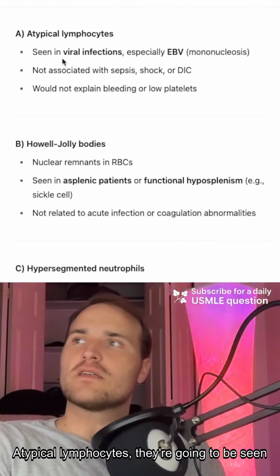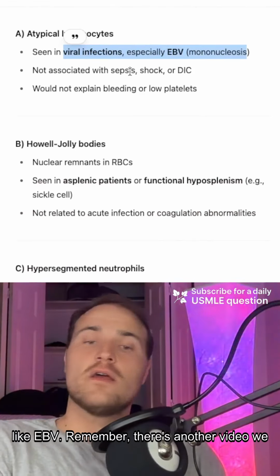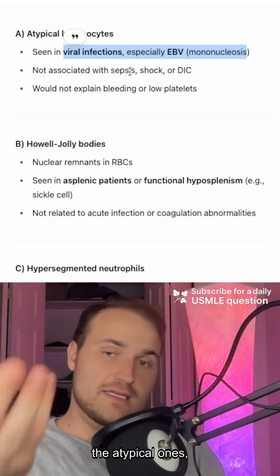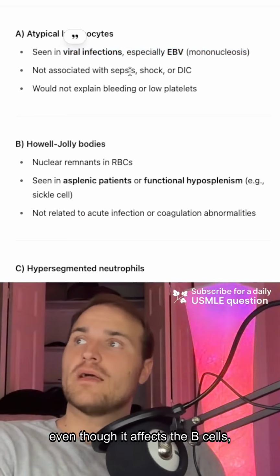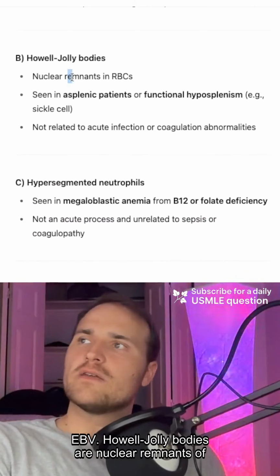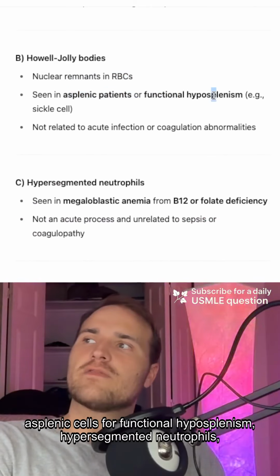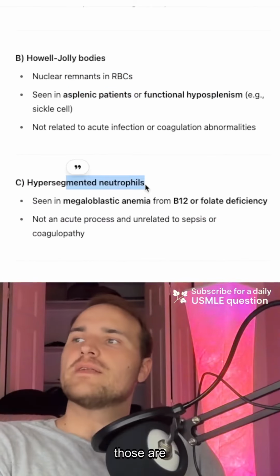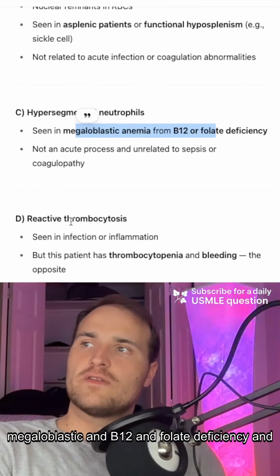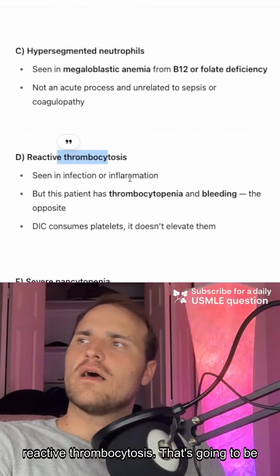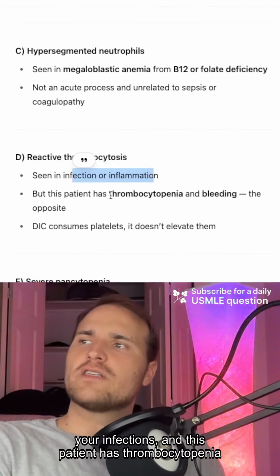Atypical lymphocytes, those are going to be seen with your viral infections like EBV. Remember, there's another video where we talked about this. The T cells are the atypical ones, even though it affects the B cells. Howell-Jolly body is nuclear remnants of the red blood cells, seen in asplenia or functional hyposplenism. Hypersegmented neutrophils are megaloblastic, B12 and folate deficiency, and reactive thrombocytosis. That's going to be your infections.